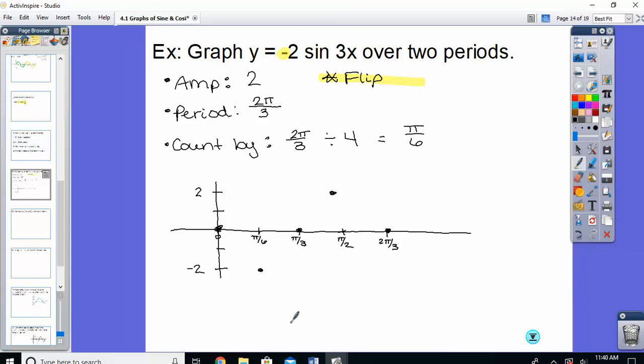If you wanted to check yourself, you could. If you plug pi over 6 into this equation, you will get out -2. If you plug in your pi over 3, you do get out 0. We're just using the pattern of sine to do it faster than actually plugging those in. So at that point, you just draw your nice curve. And we have a period of sine here.